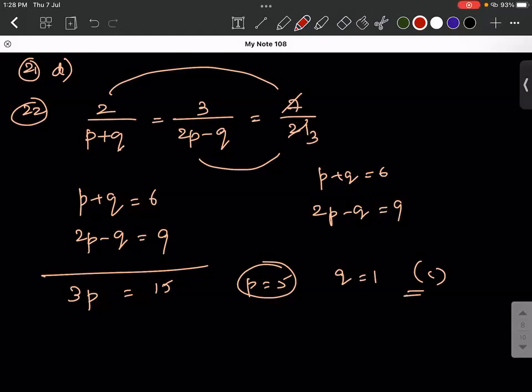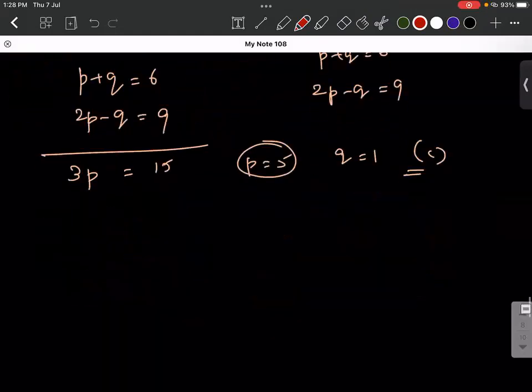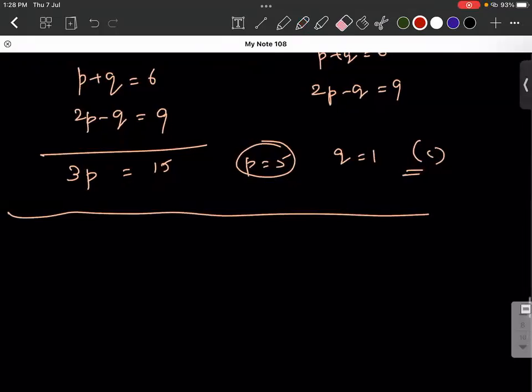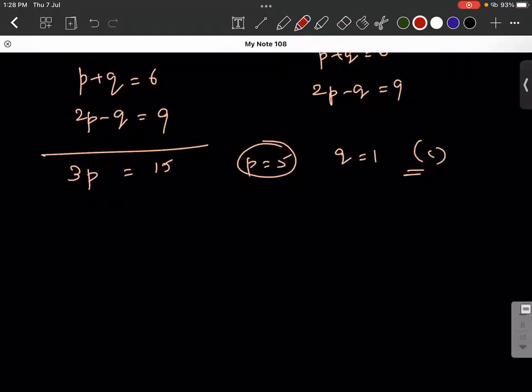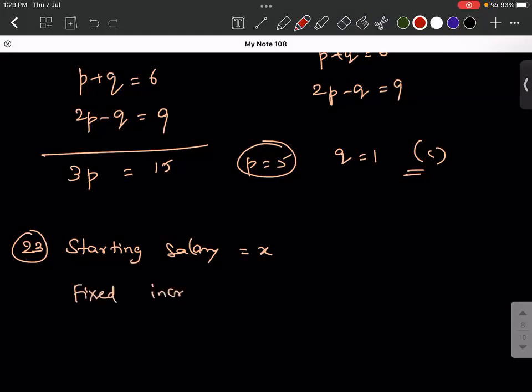So 23rd one, I want you to try. So read the question. A man starts a job with a certain salary and earns a fixed increment every year. If his salary was 15,000 after 4 years. Okay. So how to frame the equation? Let the fixed increment be y.